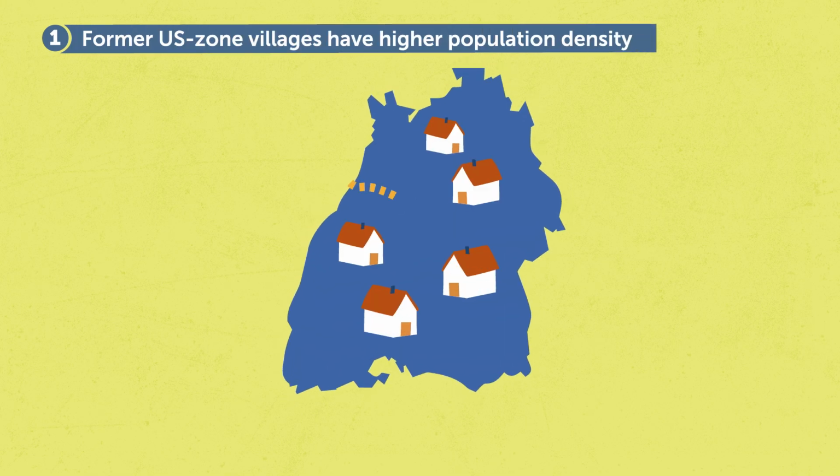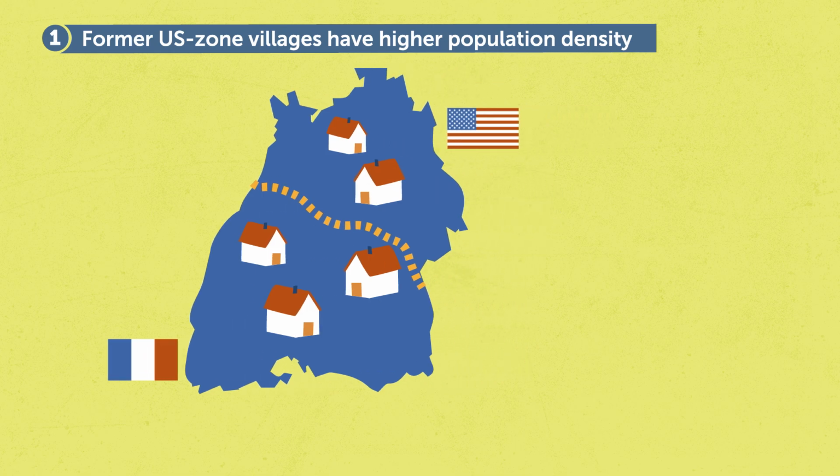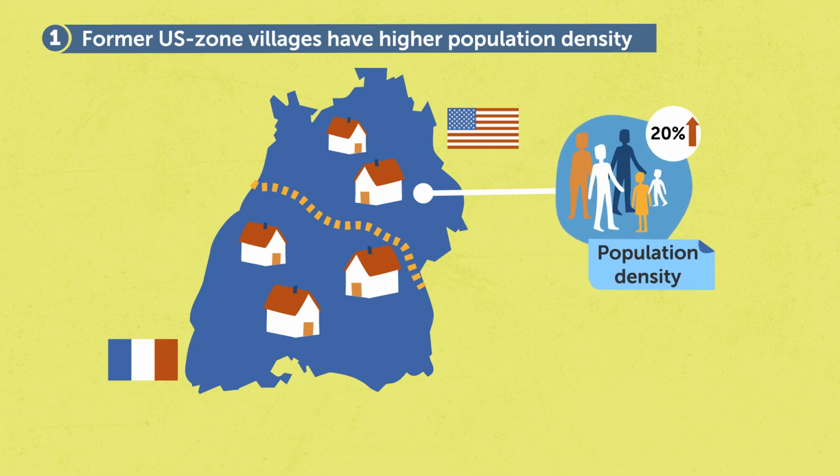So to understand our findings, it's useful to go back to the 1950s, to the year 1950. This is 1 year after the occupation zones were dissolved. There is no occupation zones anymore. There is no occupation zone border anymore. Now we look at these villages, and what we find is that the villages and towns that are in the former US occupation zones that did let in refugees, those villages and towns have a 20% higher population density than the villages and towns in the former French occupation zones.